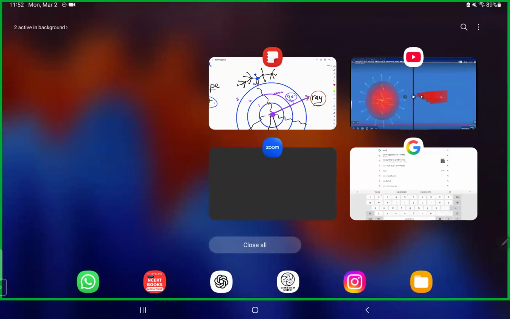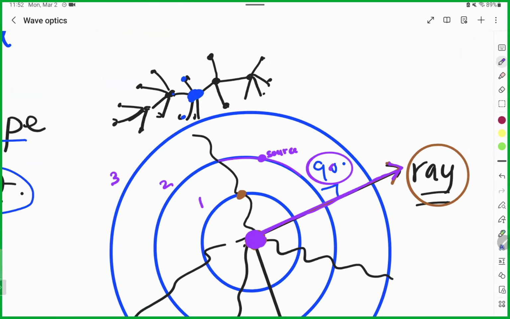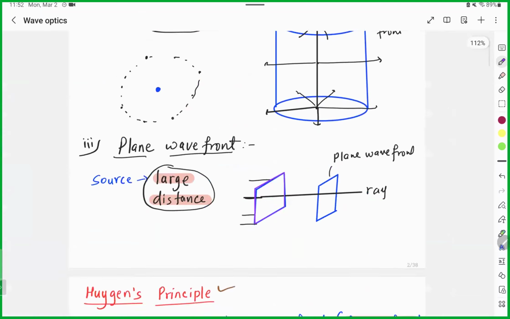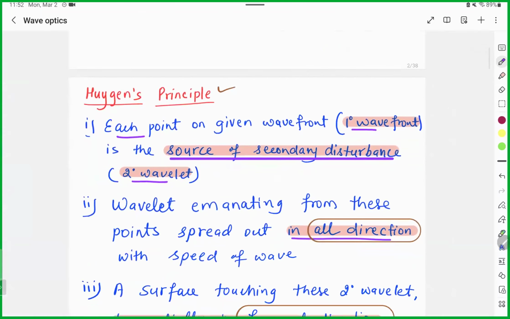Move to the next part. Huygens principle. Huygens principle is about the same story: each point on the wavefront, the primary wavefront, is the source for the next disturbance, the secondary wavelet.